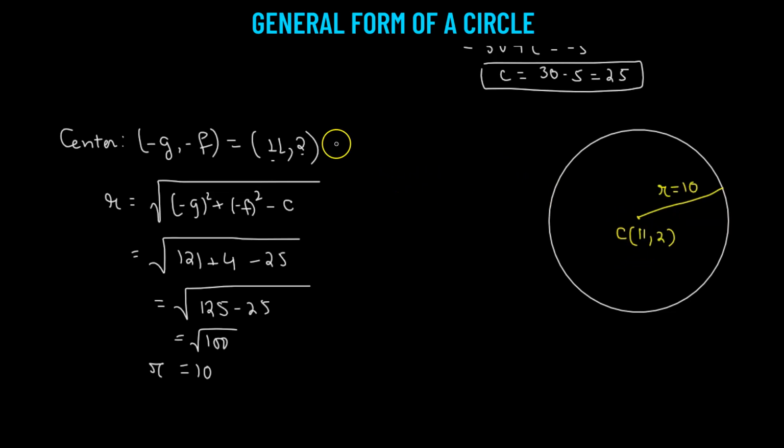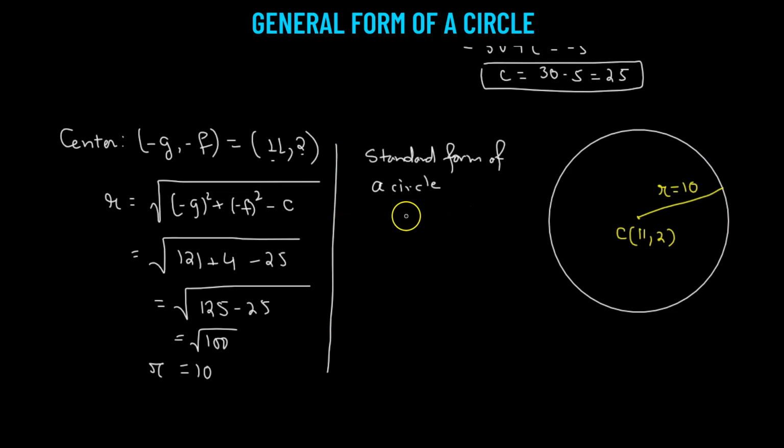Now we'll need to find the equation of the circle. For this, we'll have to use the standard form. So let's define the standard form. The standard form of a circle has the center h comma k, and the radius is given by r. Then we have the equation x minus h whole squared plus y minus k whole squared equals r squared. So this is going to be the standard form of a circle.